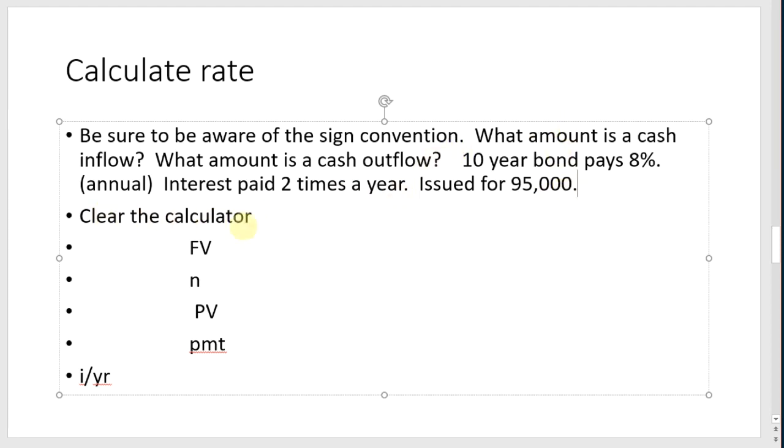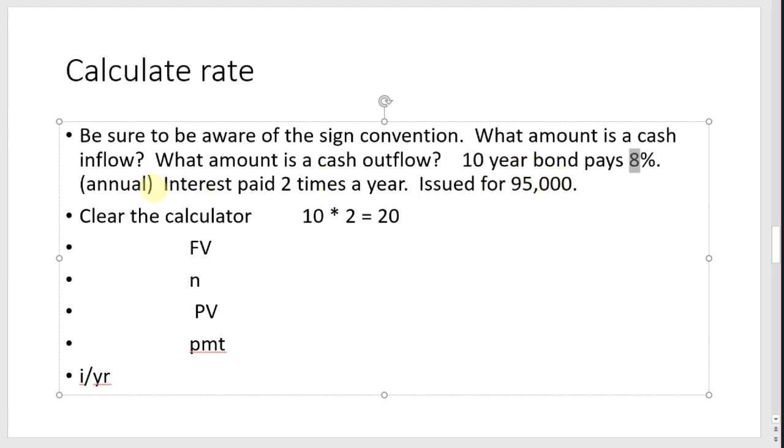So we're going to clear the calculator, but first let's make sure we know what's going on. It's a 10-year bond, but it pays interest 2 times a year. So that means there are 20 interest periods. So down here, we're going to have 20. Now, the coupon rate is 8%, but that's an annual rate. So we have to divide this by 2, or 4. We get 4%.